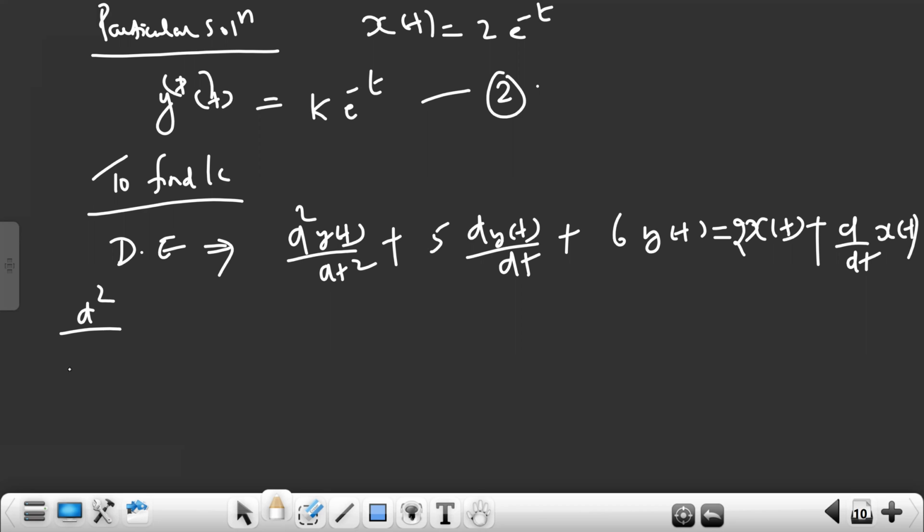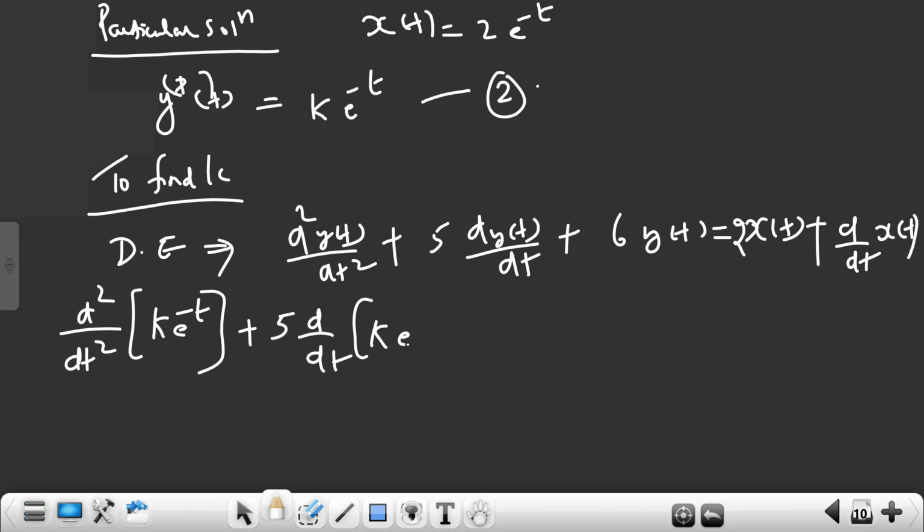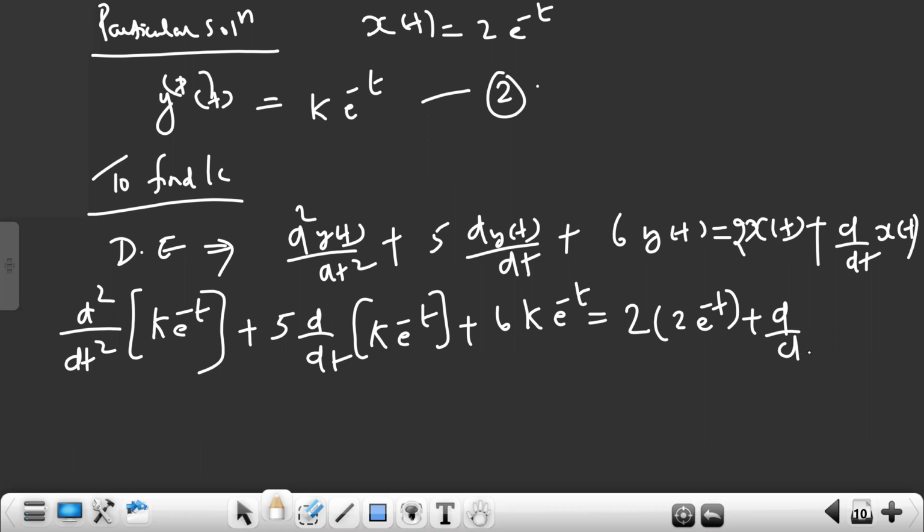So d square by dt square of k e to the power minus t plus 5 d by dt of k e to the power minus t plus 6 k e to the power minus t equal to 2. X of t is 2 e to the power minus t plus d by dt of 2 e to the power minus t. So we need to substitute x of t also in the right side. There are two terms in the right side: one is 2x of t and the other is d by dt of x of t.